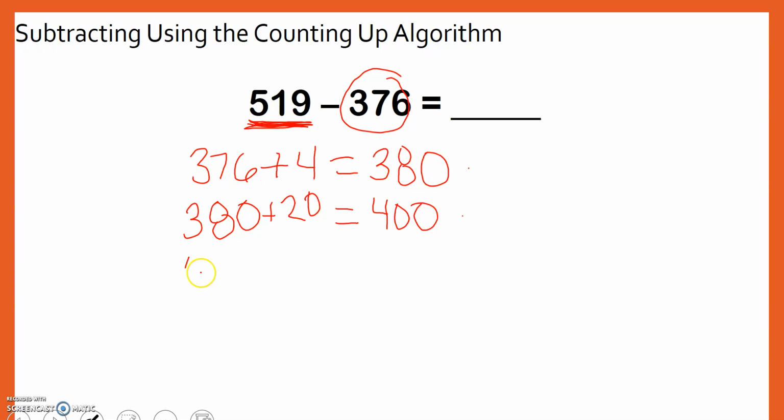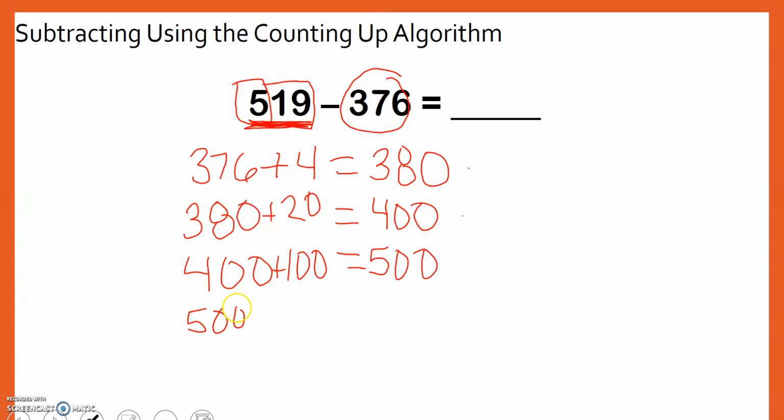So now I'm going to bring 400 down, and I want to get to this hundreds place, so to 500. In order to get from 400 to 500, I need to add 100. And 400 plus 100 equals 500. And I'm almost there. Now I just have to add the tens and ones that are left. So 500 plus 19 is going to get me 519.